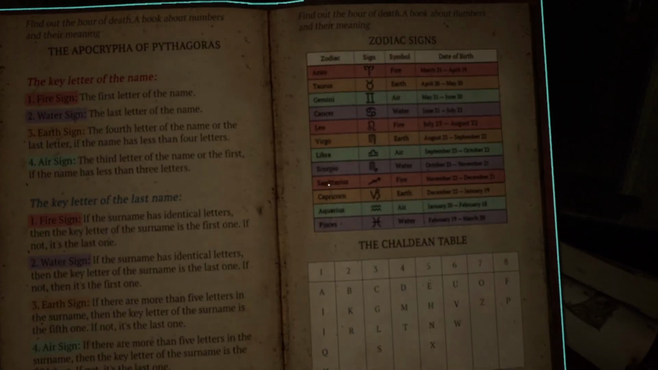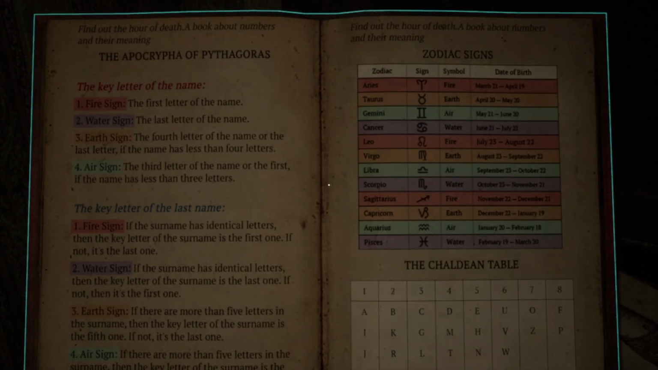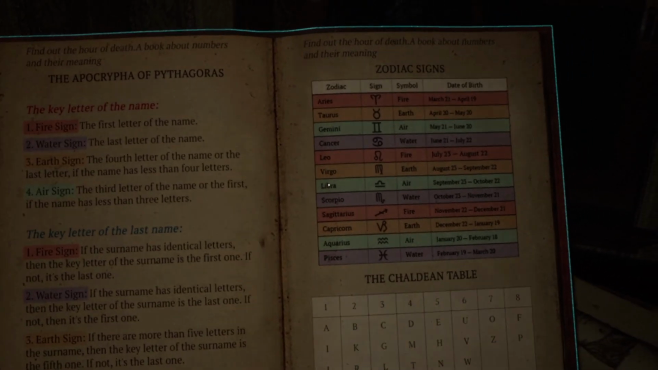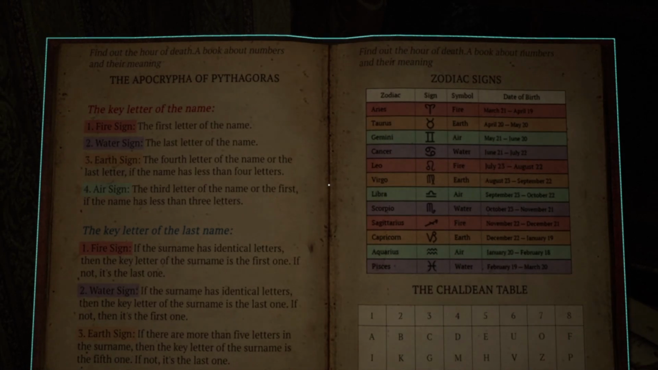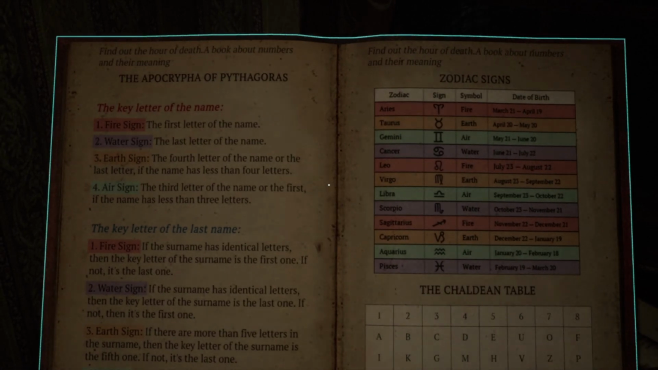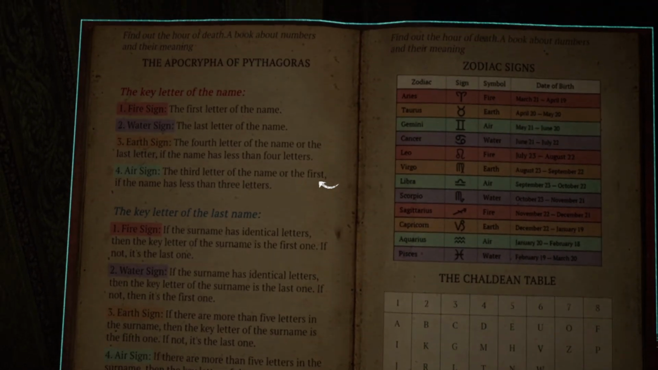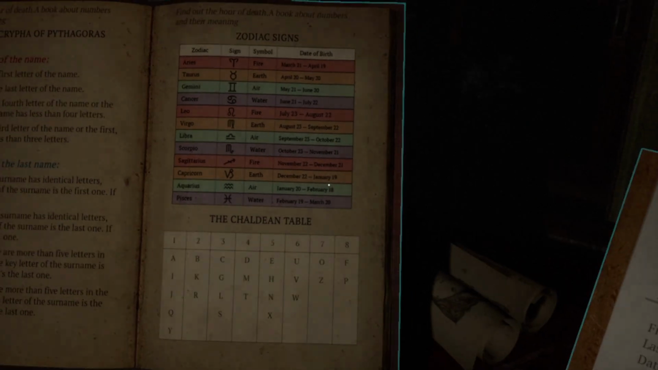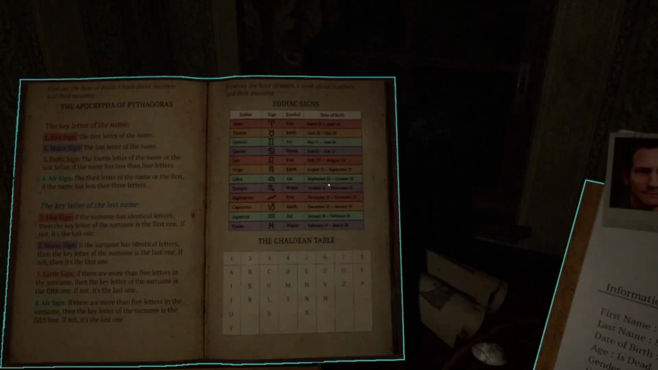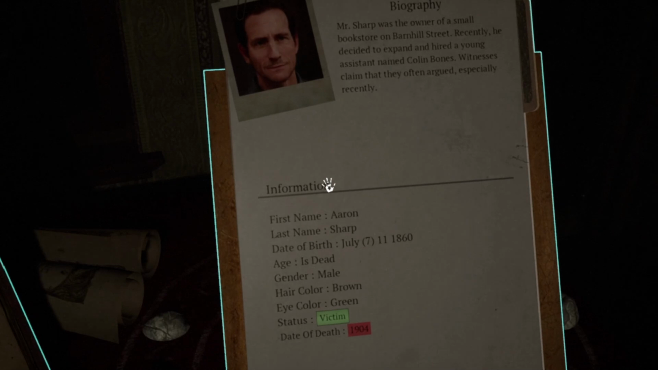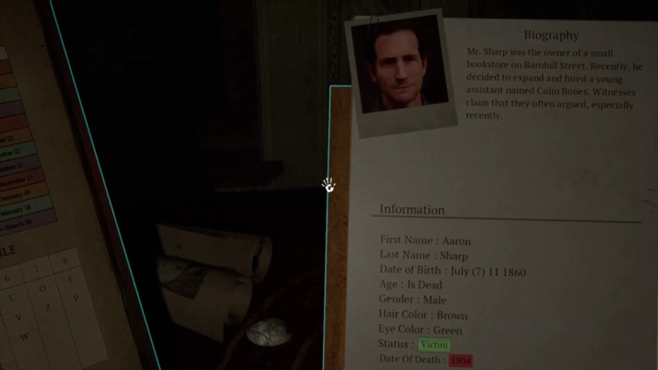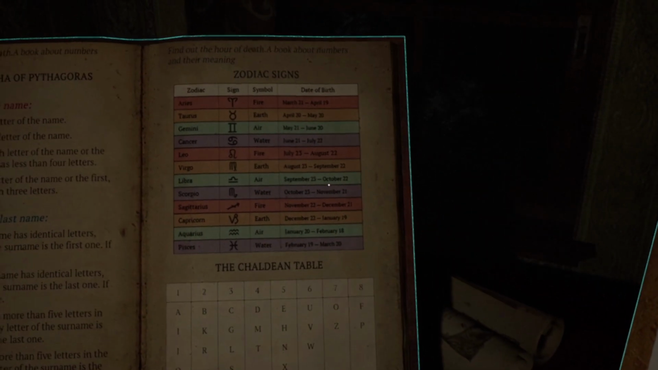Alright, so let's get some of this stuff set up here. So we need the victim's paperwork there. Zodiac sign. Alright. First letter, key letter of the name. Fire sign, the first letter of the name. Find the hour of death book. Alright, I am confused. So date of birth, that's what we gotta go with here. Date of birth is July 7th. So that would mean he is a Cancer.